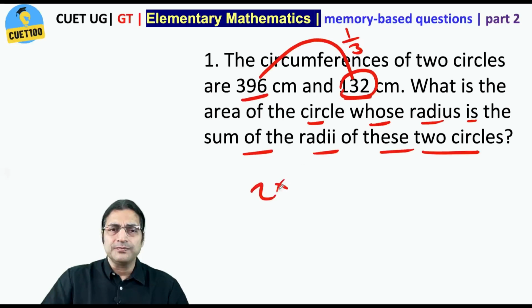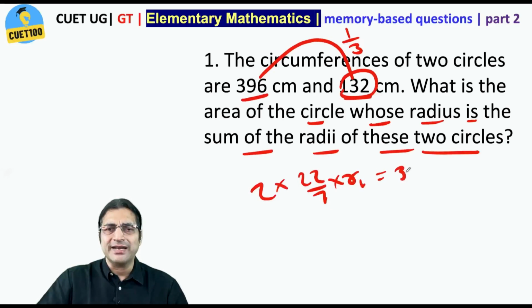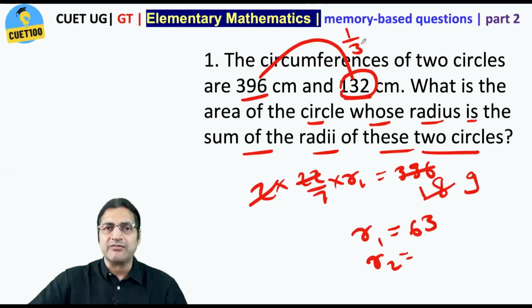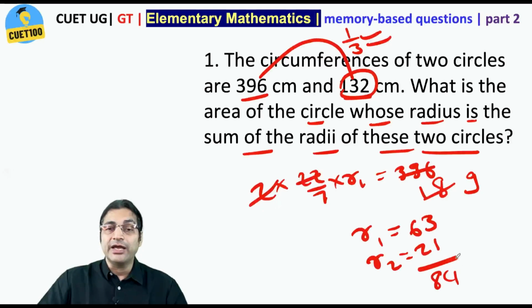2 times 22 by 7 R1, let's say, is 396. Let's solve it. 22, 1 time 22, 17 and 6, 176, 22 8 times. Alright, 2 9 times. So R1 is 7 into 9, 63. Now the R2, the radius of the smaller one, will straight away be 1 by 3, so put that as 21. Now, the radius of the biggest circle would be 84.